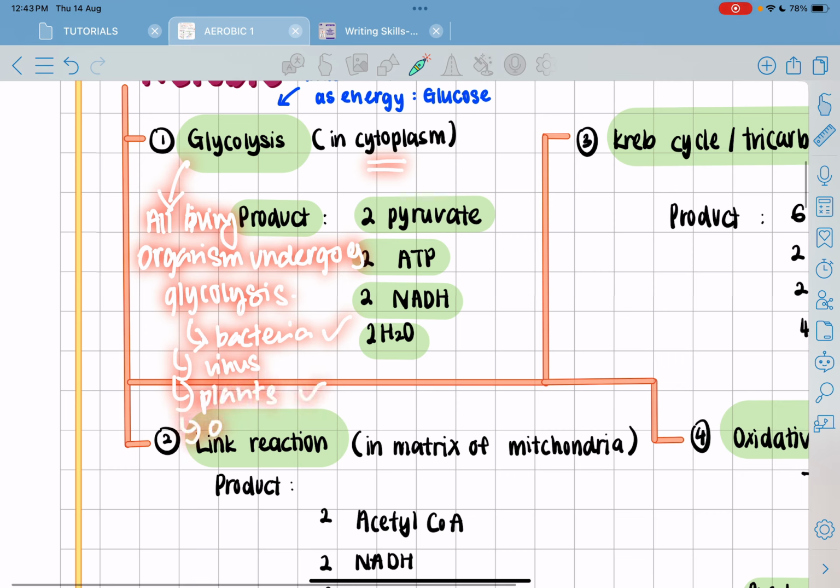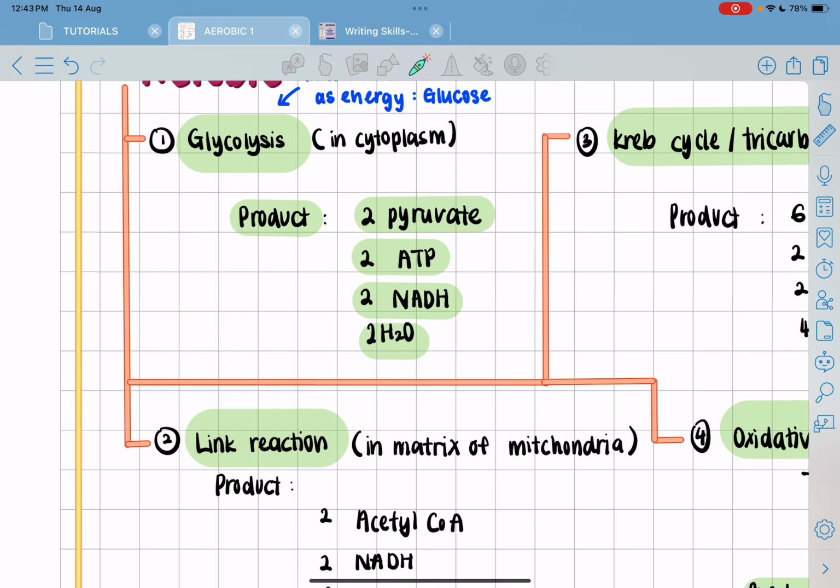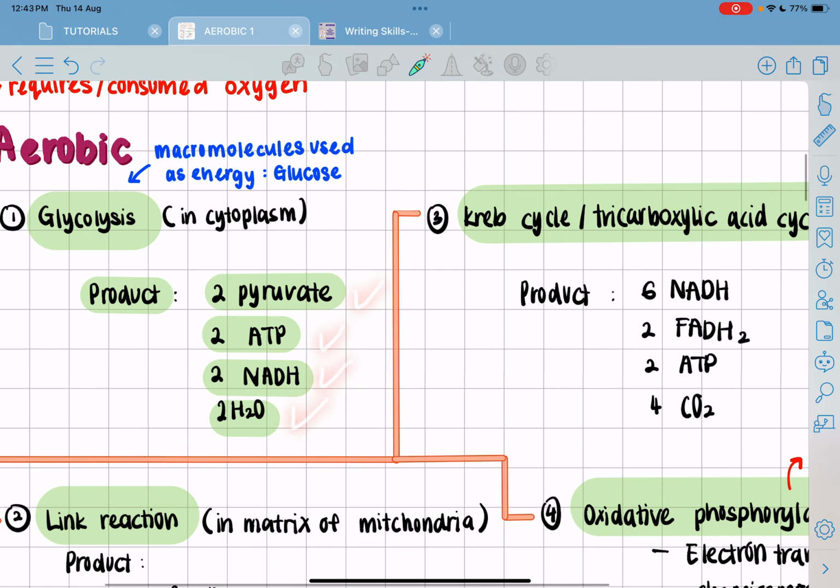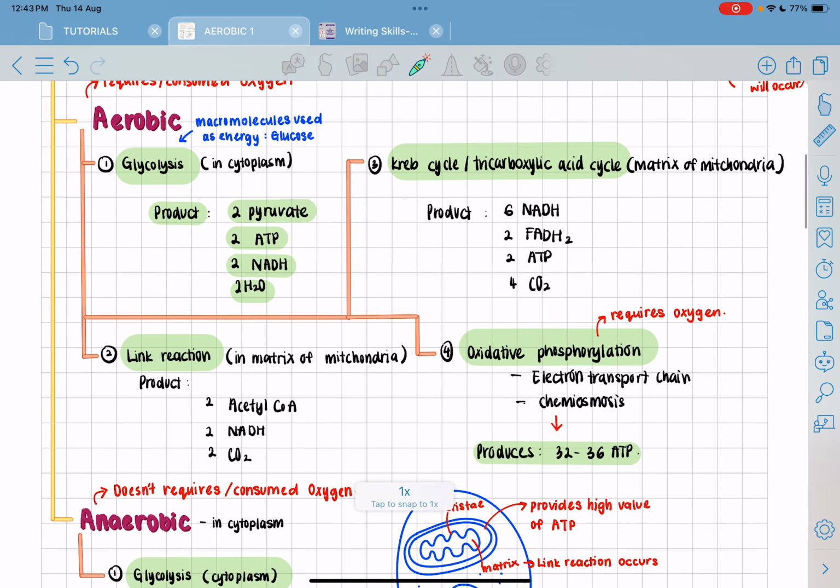Yes. Our eye cells? Yes. Basically everything that is living, everything that is breathing, everything that is with life will undergo glycolysis. Why? Because this happens in the cytoplasm. Okay. So the end product, you'll get 2 pyruvate, 2 ATP, 2 NADH, 2 H2O. Settle. Everything 2.